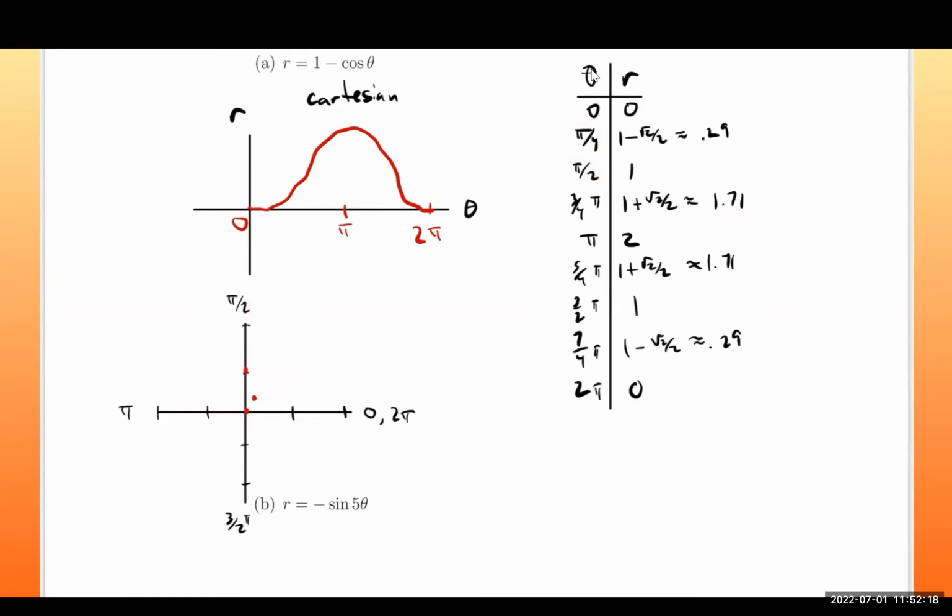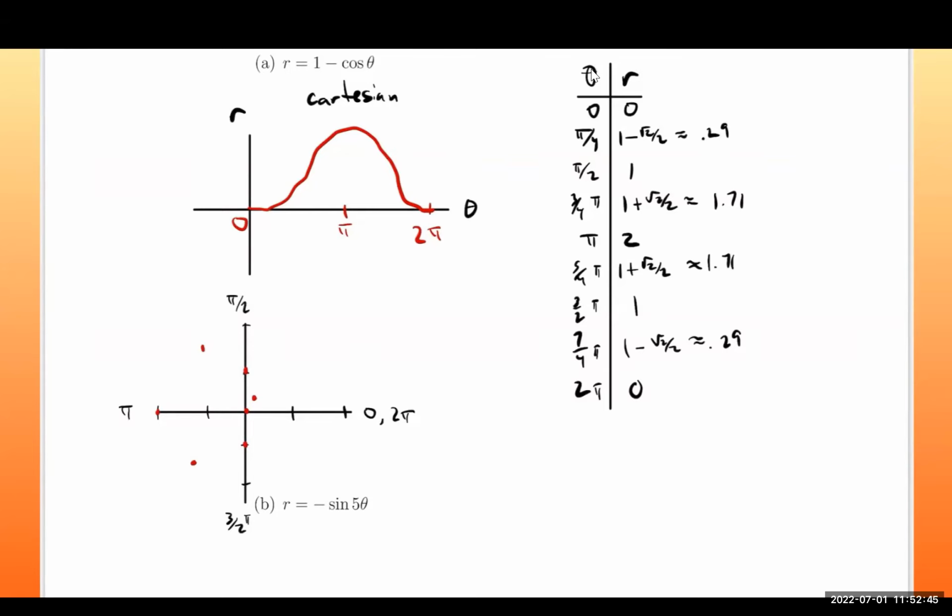And then for the next angle, 3/4 pi, that would be 1.71. That would be somewhere out here. And then for pi, it's going to be 2. And then for 5/4 pi, it's going to be 1.71 again. And then for 3/2 pi, it's going to be 1.